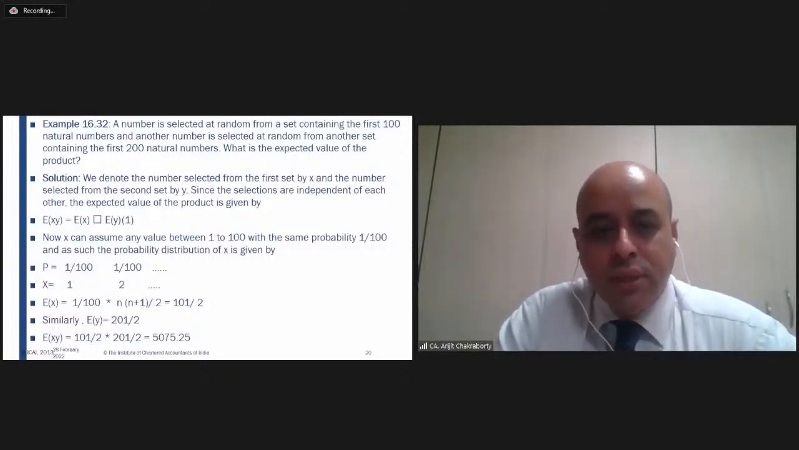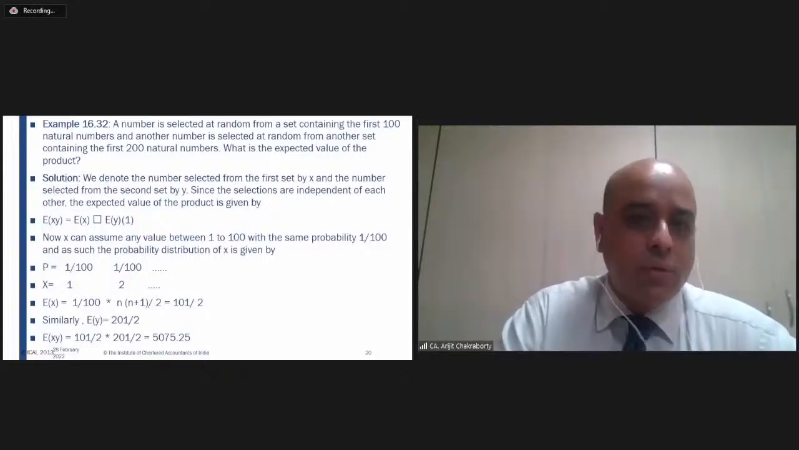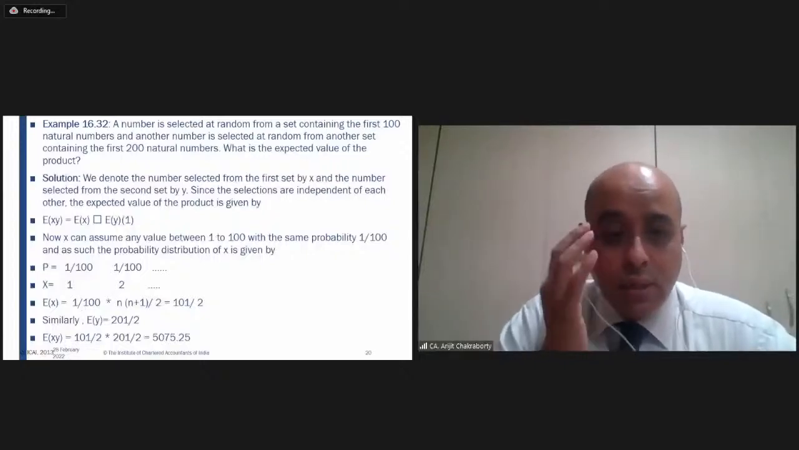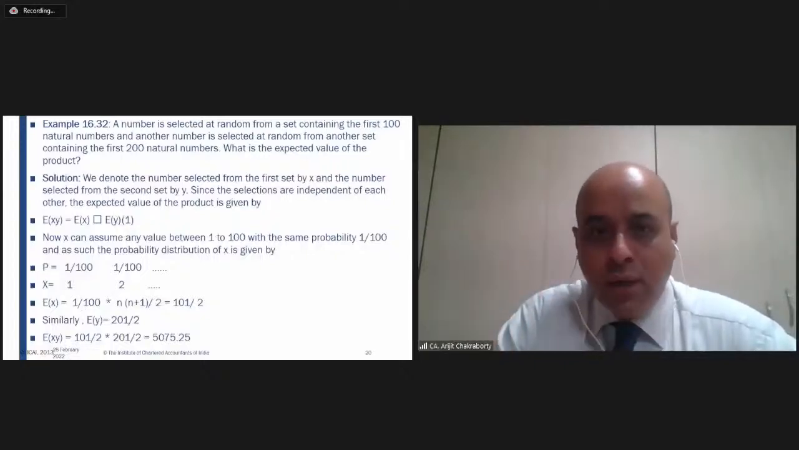In the first case, the probability is 1 by 100, and we multiply that by the value, the summation n into n plus 1 by 2. So we get 101 by 2 in the first situation. Similarly, in the next case, the probability is for one number out of the first 200 natural numbers, and by the same formula we get 201 by 2.